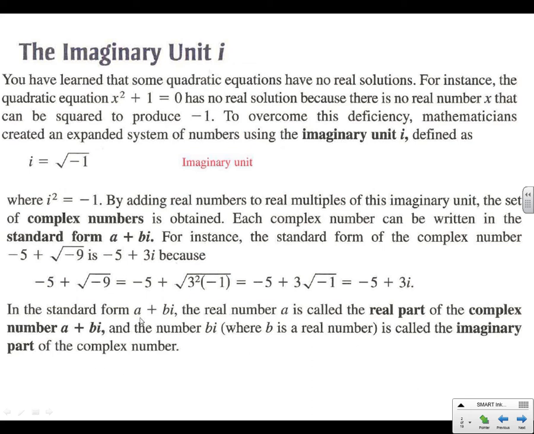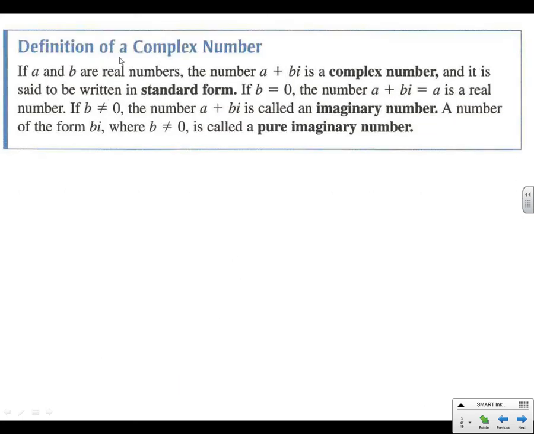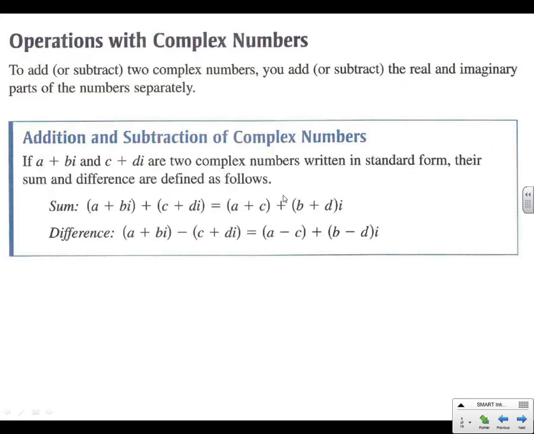And so standard form looks like this: the regular numbers plus the imaginary numbers, a plus bi. All right? So definition of a complex number, again, standard form. If b equals 0, then we don't have any imaginary parts and it's just real. If we have a plus bi, and you don't have any regular numbers here, then we're going to call it a pure imaginary number. If it's just bi, it's pure imaginary.